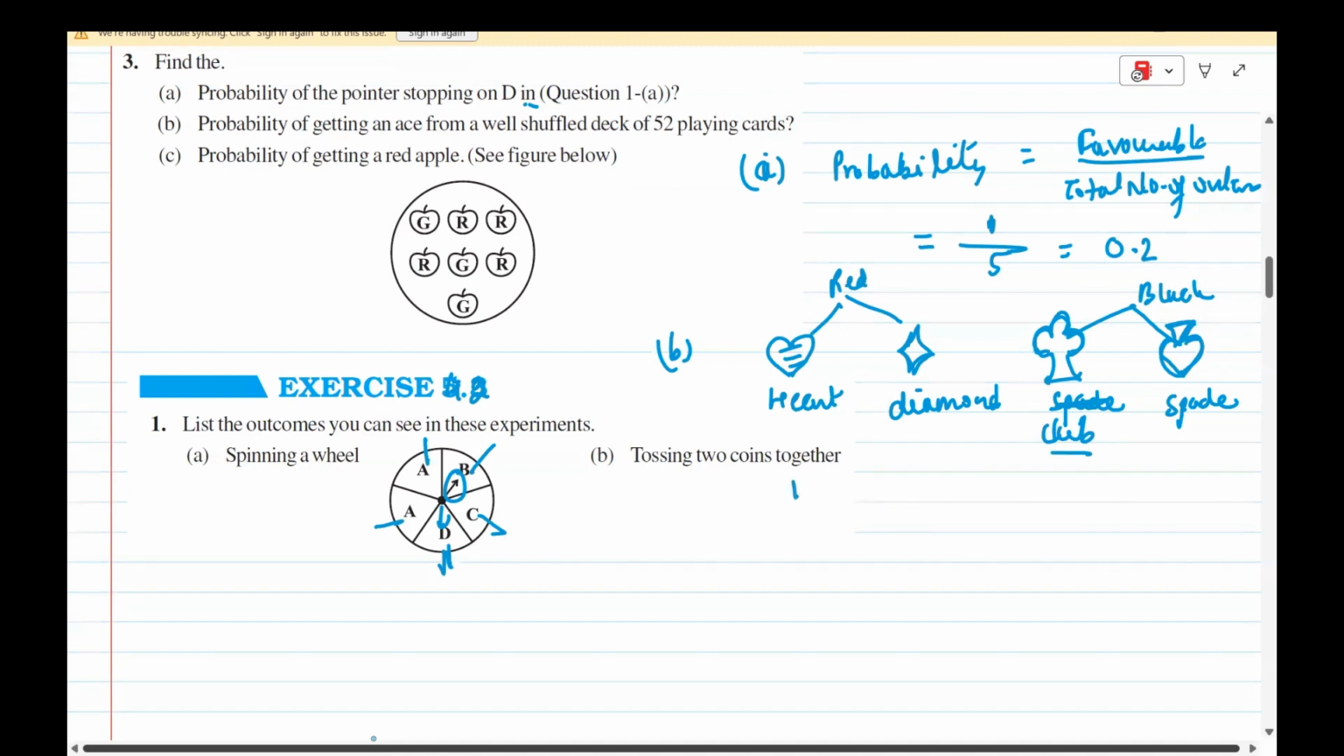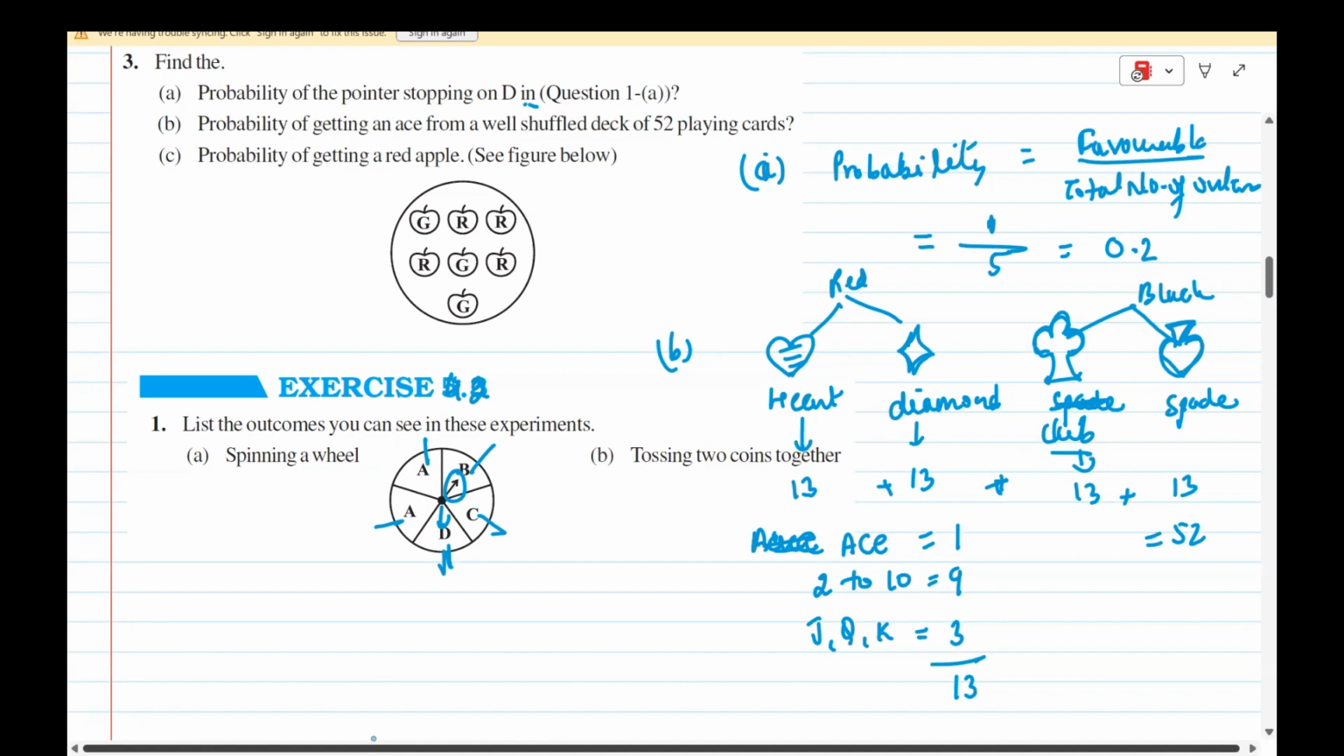And each suit has 13 cards, means heart is 13, diamond is 13, all of them are 13. That is why together they make 52 cards. Clear? Now, in every suit, we have ace, then from number 2 to 10, which total is 9 cards. And ace is 1. And the remaining, I have jack, queen, and king. And they are 3. So total 13. These, including ace, are known as number cards. And these are known as face cards.